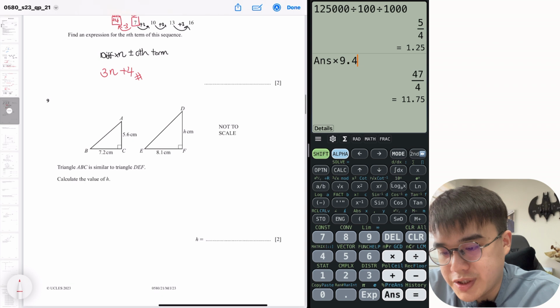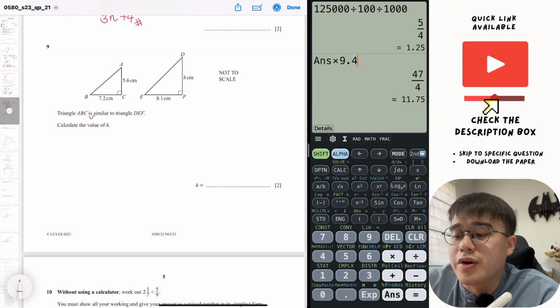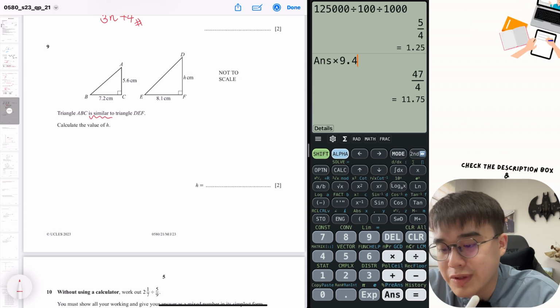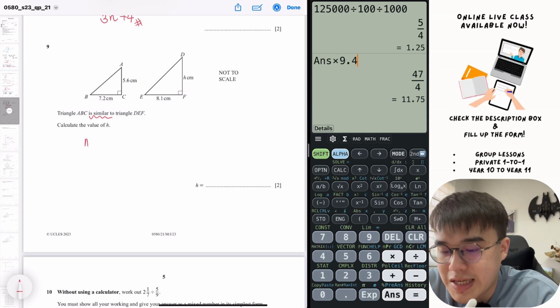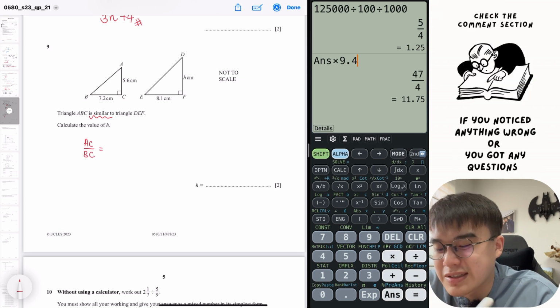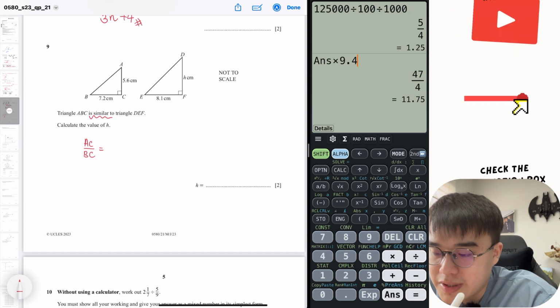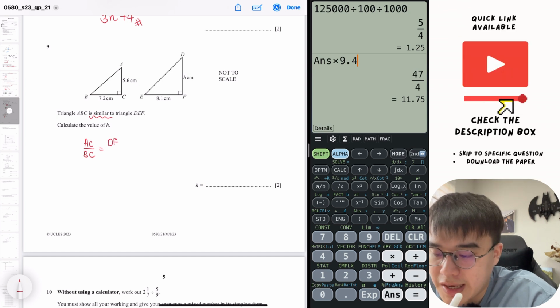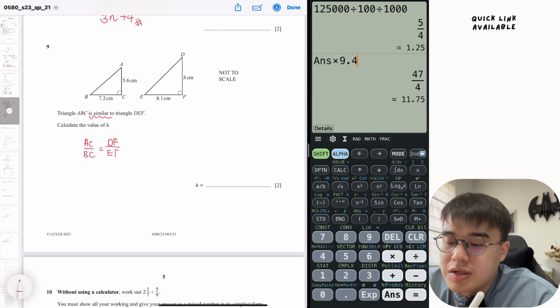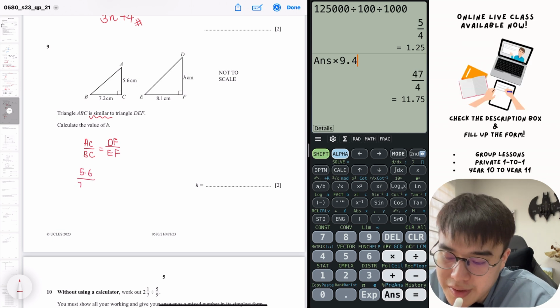Moving on to question 9. So similar. All you need to do is to compare them. Let's say I'm using AC compared to BC. Then on the other side, for the larger triangle here, your AC is corresponding to DF, then EF. So with this, time to fill in the blank with the figures given.